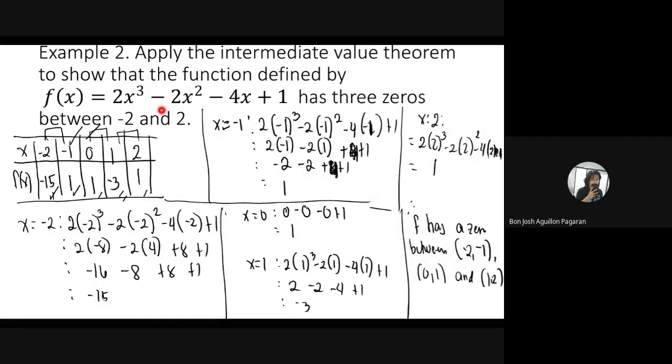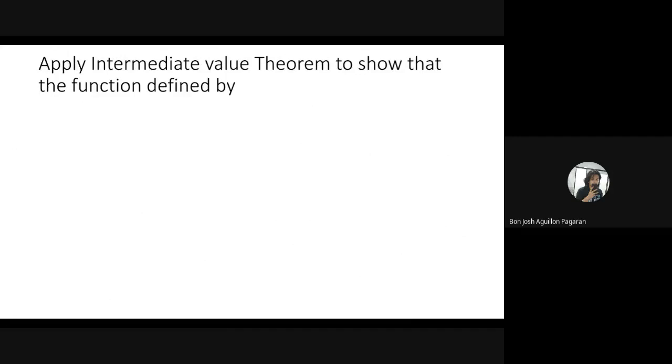Excuse me. Okay, I want you to try to apply the intermediate value theorem to show that the function defined by f of x is equal to x cubed minus 6x plus 3 has 3 zeros between negative 5 and 5. I-type nyo kung ano yung, kung saan tayo nagkakasiro.